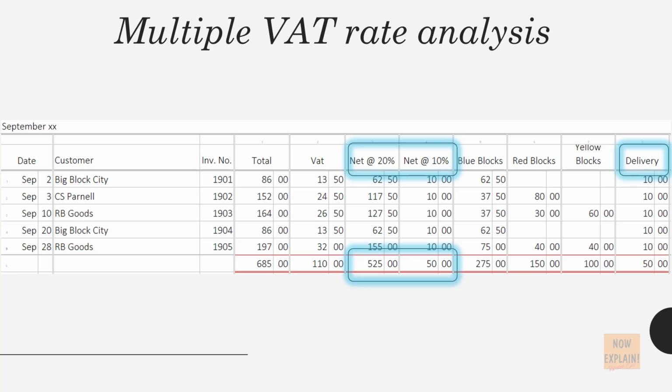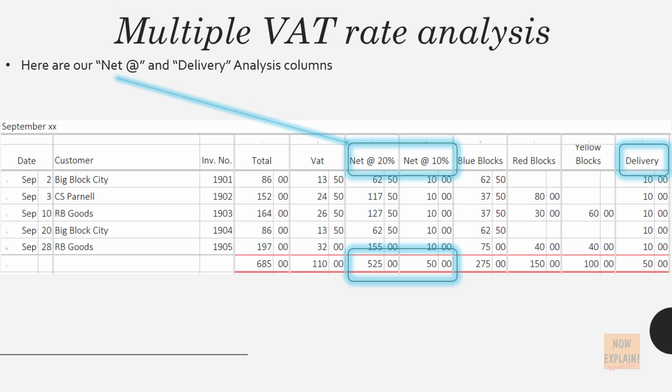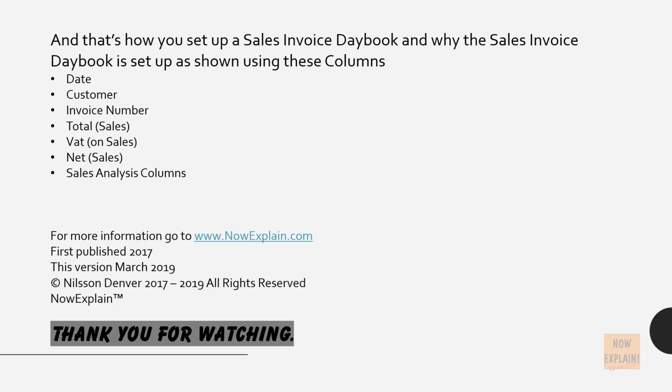So here are our net columns and our delivery columns. Net at 20%, net at 10%, and our new analysis column, delivery. And that's how you set up a sales invoice daybook, and why the sales invoice daybook is set up as shown using these columns: date, customer, invoice number, total, VAT, net, and the various sales analysis columns. More columns can be added to provide even more VAT analysis and sales analysis.